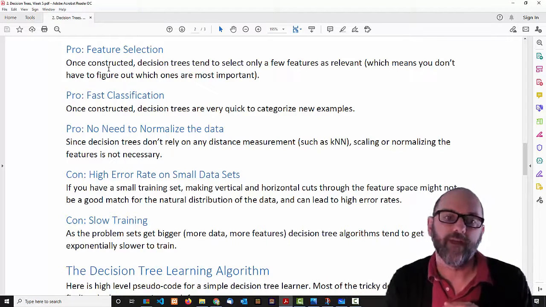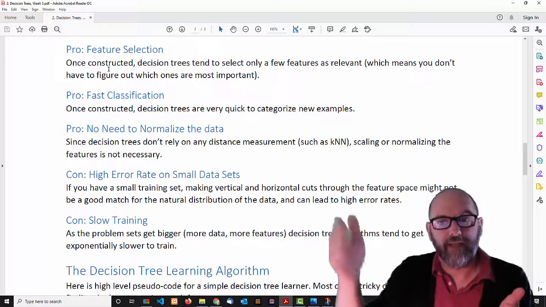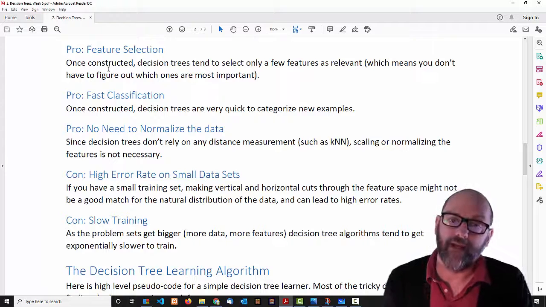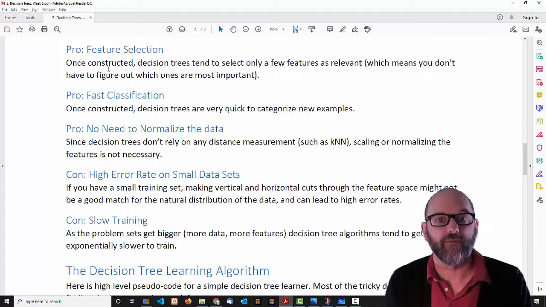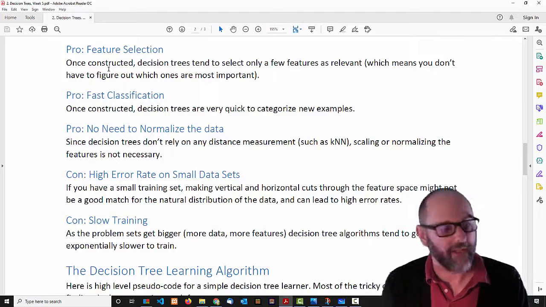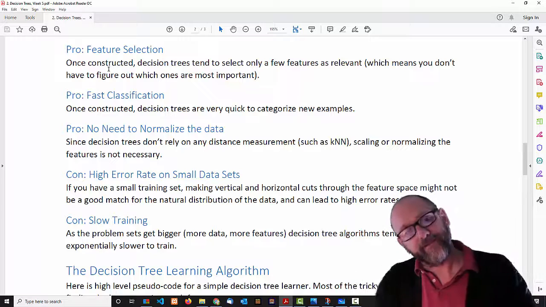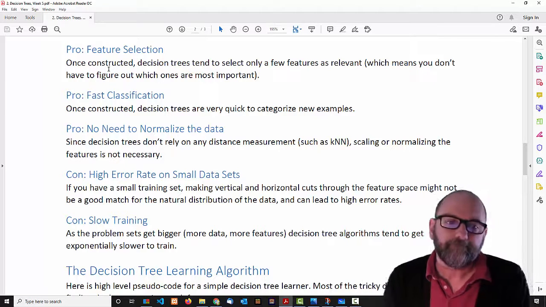So if you have 100 features, it may end up only using 5 or 6 to categorize all your data with a high level of accuracy. And then you've learned something about your data too. You've learned which features were the most relevant for classification, and you don't have to worry about putting in features that may not be relevant. You can put them all in and see what the classifier does with it.